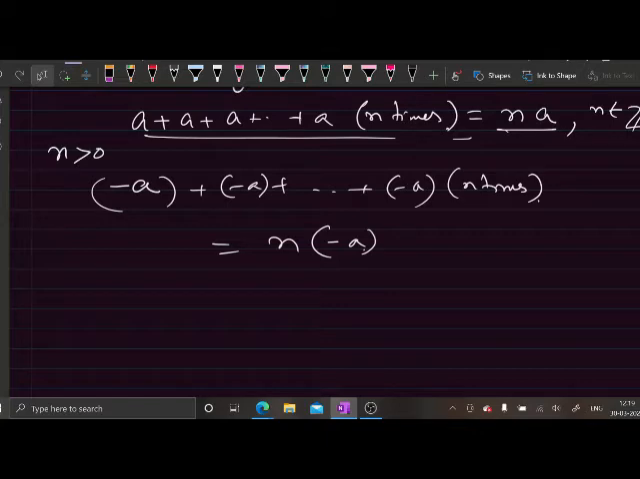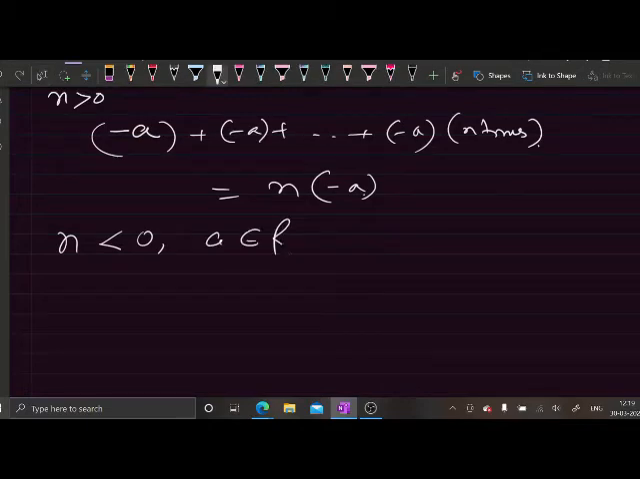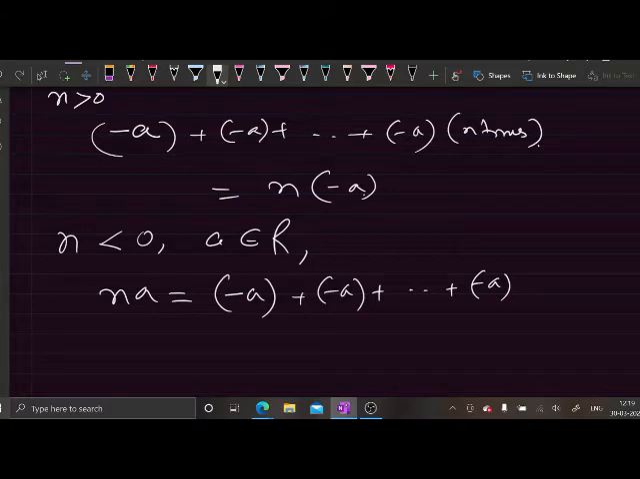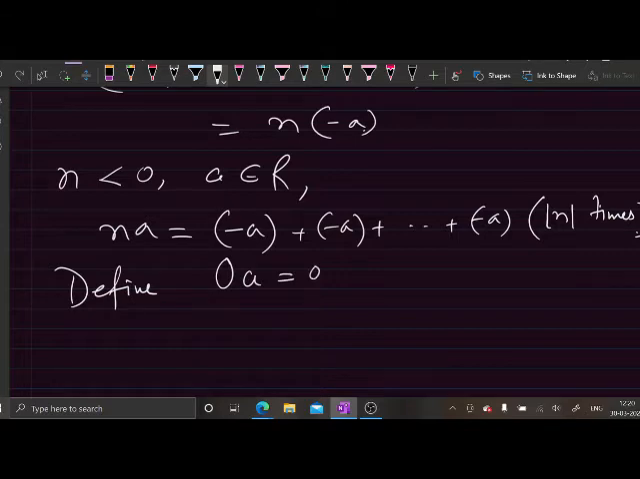Now if you take n less than 0 and A belongs to R, then what is nA? So nA is actually minus A plus minus A plus minus A, how many times? Mod n times. And we define 0A as the 0 element.